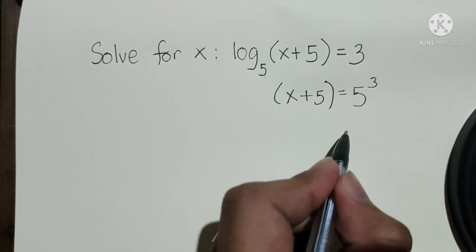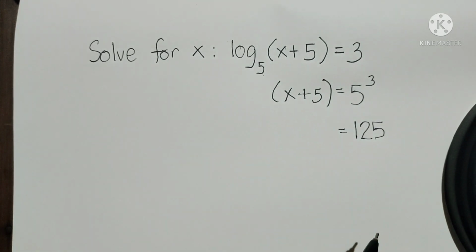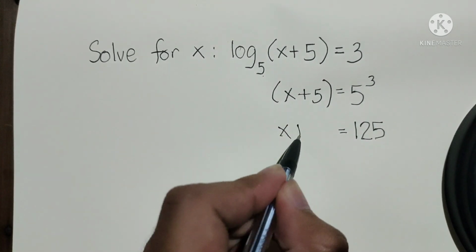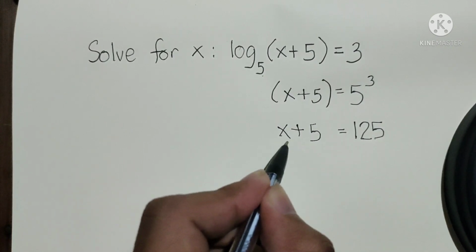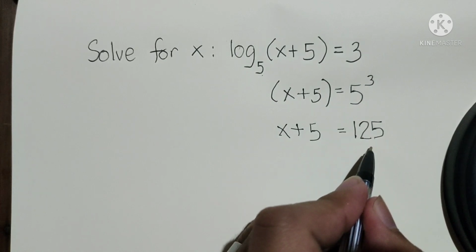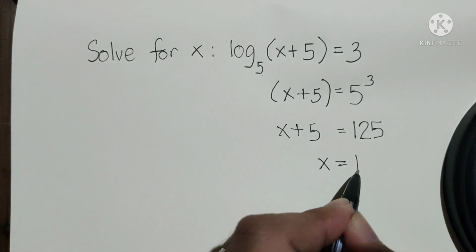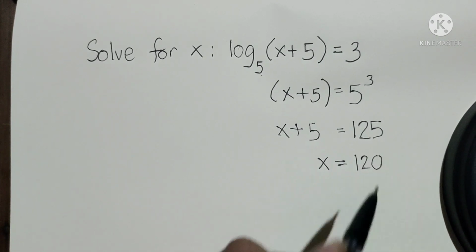And 5 raised to 3 is equal to 125. So, the question now is, anong number ang kapag dinagdagan natin ng 5, makukuha natin ng 125? Simple. The number is 120. Gets?